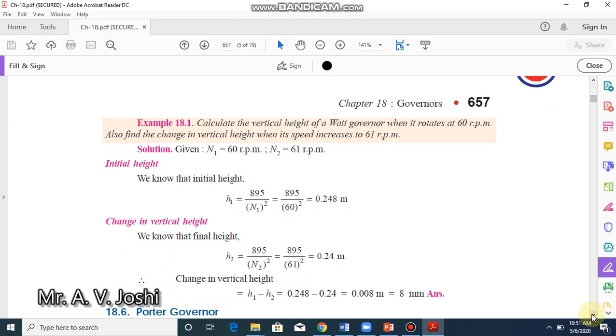For the initial speed, h1 equal to 895 upon N1 square, which equals 0.248 meter. Similarly, at the final speed, the height is h2 equal to 895 upon N2 square, which equals 0.24. So the change in vertical height, h1 minus h2, equals 0.248 minus 0.24, which equals 8 mm.